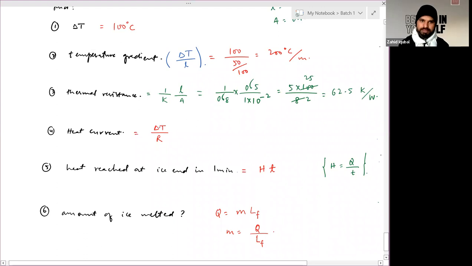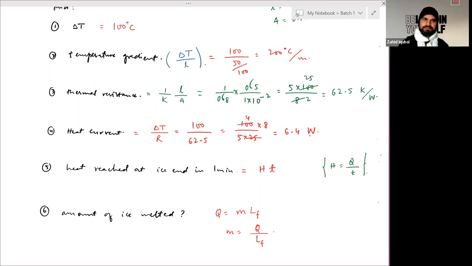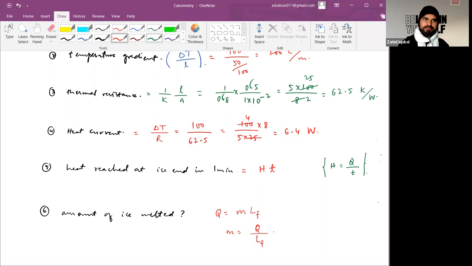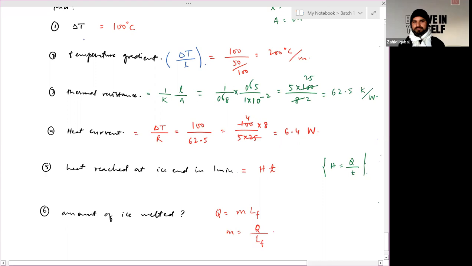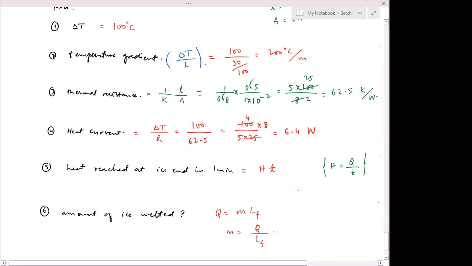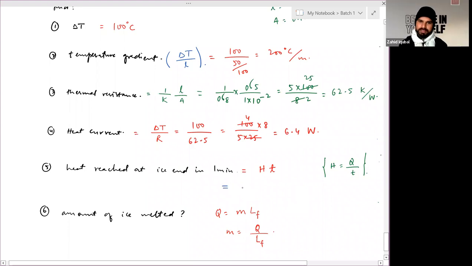Next, how to calculate heat current. So we have temperature difference 100 and thermal resistance 62.5. Or you may write 100 divided by 5 into 25 multiplied by 8. So 5 in 4 times becomes 100. So 8 into 4, 32 divided by 5, it will be 6.4 watt or joule per second. Khalid, is it clear? Hiba, any doubt? No, sir.